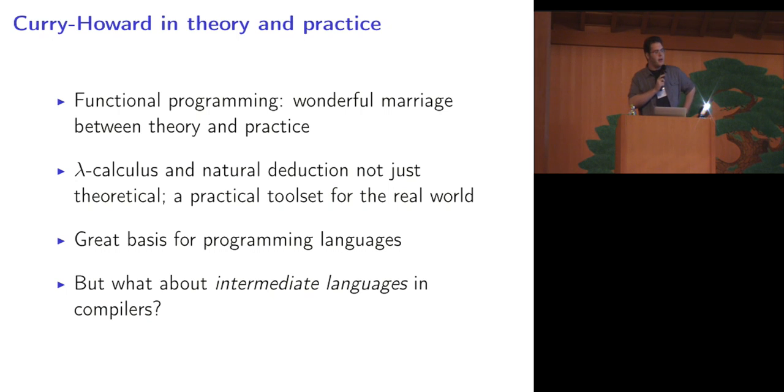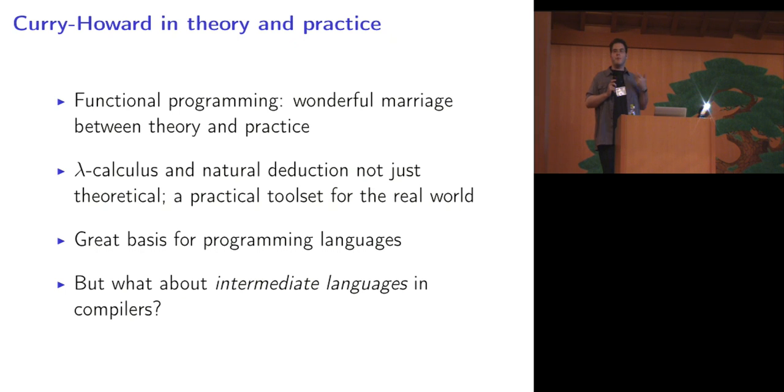Okay, so as functional programmers, probably one of our prides and joy is the wonderful marriage we get between theory and practice, right? So we have these great ideas like the lambda calculus and natural deduction that come up from the theory of mathematics, but it turns out they're not just theoretical, they're also really great practical tool set for addressing real-world problems in programming. So for instance, they're a great basis for programming language. So all of our functional languages like Scheme, ML, and Haskell are based on the lambda calculus.